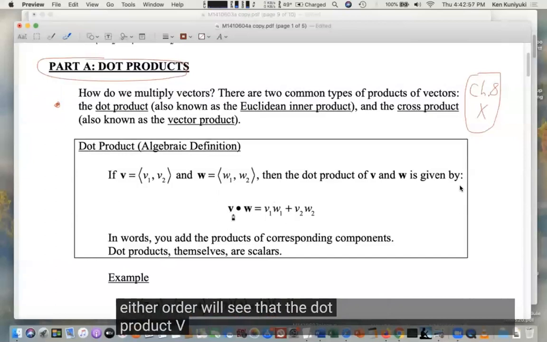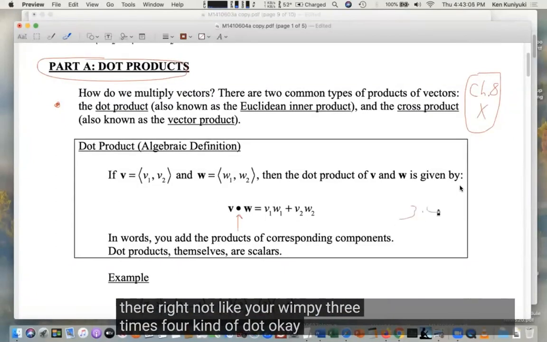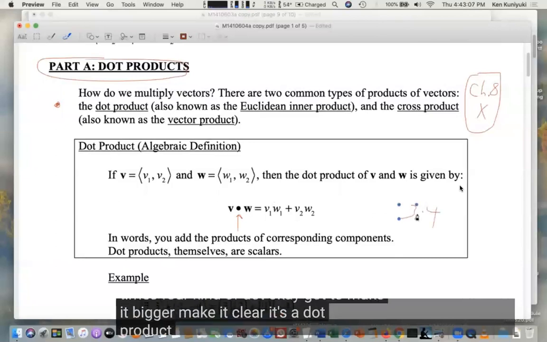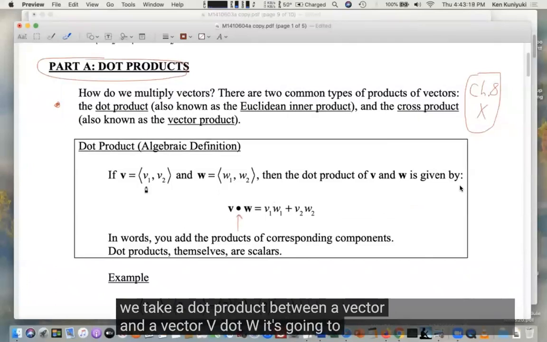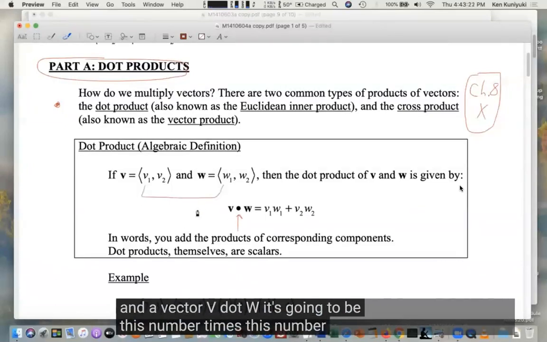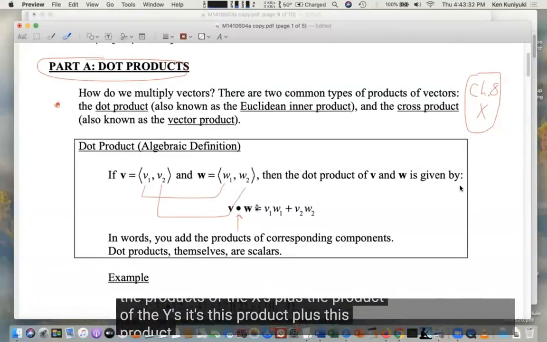Then the dot product of these two vectors, in either order, we'll see that, the dot product V dot W, it's a nice big dot there, right? Not like your wimpy 3 times 4 kind of dot. Make it clear it's a dot product between these two vectors, because we don't take dot products between a scalar and a vector. We take a dot product between a vector and a vector. V dot W is going to be this number times this number plus this number times this number. It's kind of the product of the X's plus the product of the Y's.